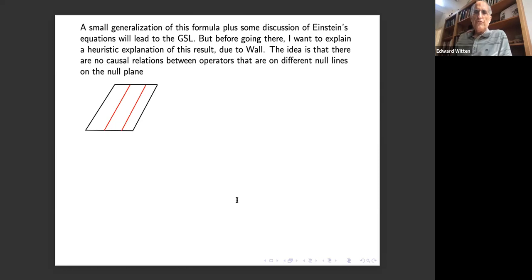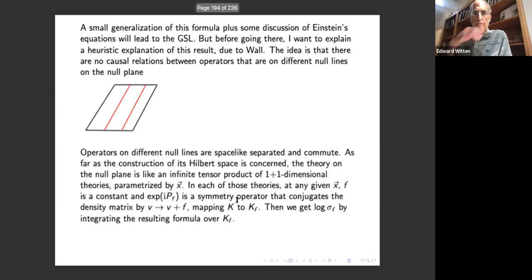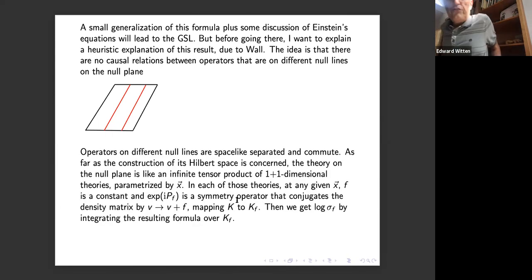As I said in answering the question, there are no causal relations between operators on different null lines on the null plane. So operators on different null lines are space-like separated and commute. As far as the construction of the Hilbert space is concerned, a theory in the null plane is like an infinite tensor product of 1+1 dimensional theories parameterized by x. In each of those theories, at any given x, f is just a number, and e to the iPf is a symmetry operator that conjugates the density matrix by v to v plus f, mapping K to K f. Then we get log sigma f by integrating the resulting formula over f, not over K f.